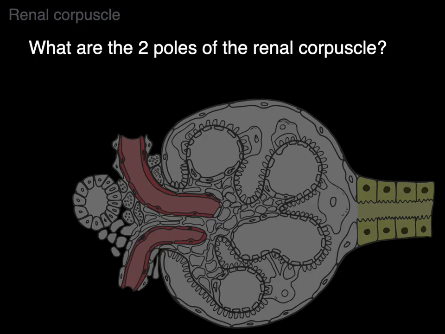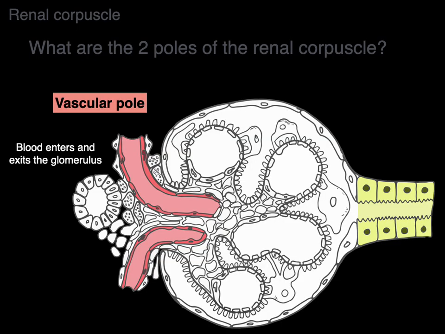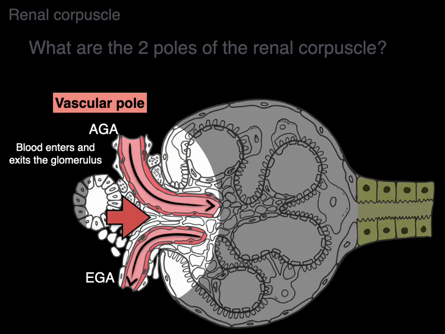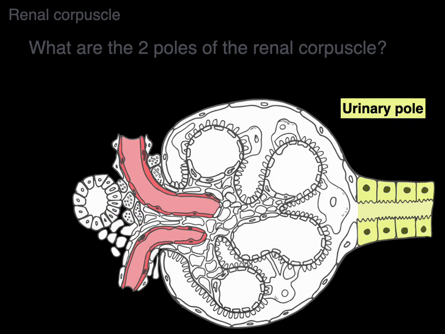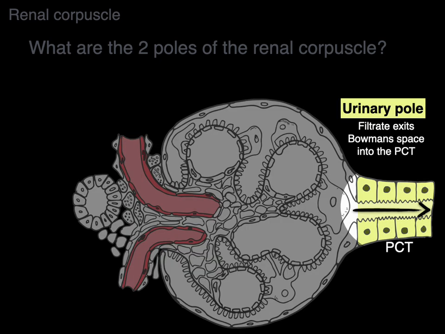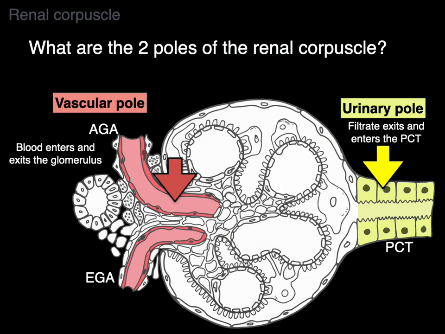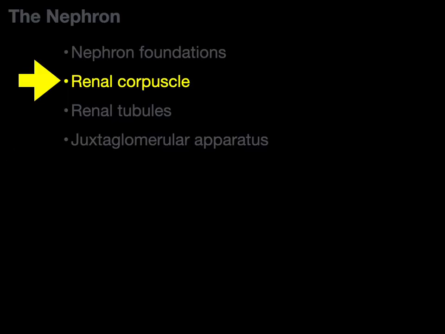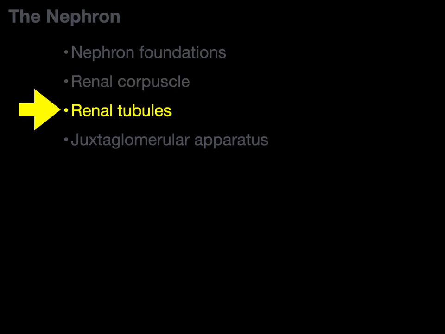Now, what are the two poles of the renal corpuscle? There's the vascular pole, where blood enters and exits the glomerulus, and then the urinary pole, where filtrate exits Bowman's space into the proximal tubule. There are the two poles. All right, halfway done. That's okay, isn't it? Okay, so stand up, stretch, and let's talk about renal tubules next.